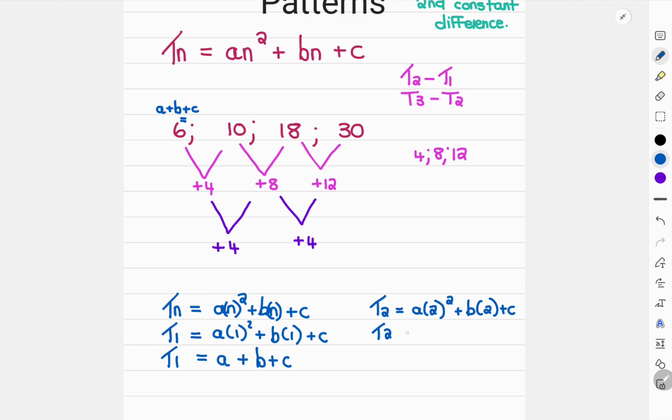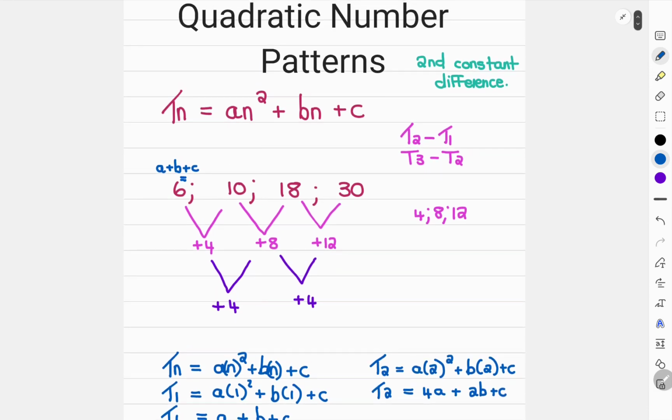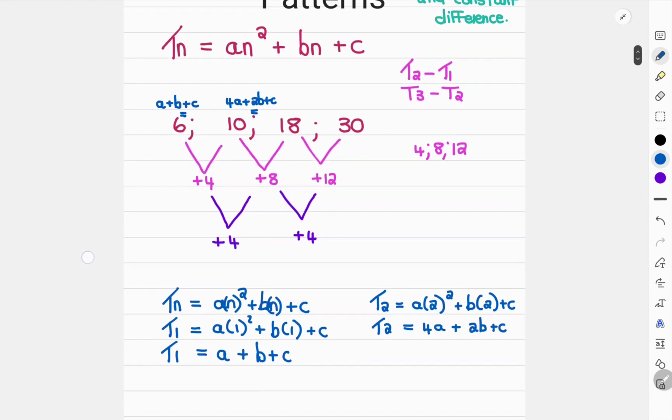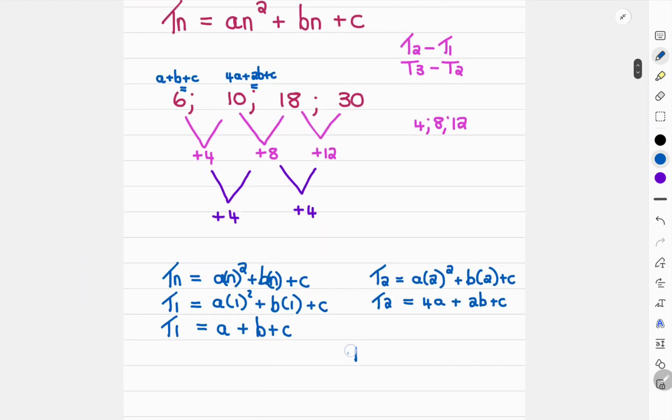Okay, so term 2 is equal to 2 squared, which is 4a plus 2b plus c. And that is your second term's equation. So over here, 4a plus 2b plus c is equal to 10. So we are creating little equations everywhere. Now we're going to do the same with term 3.